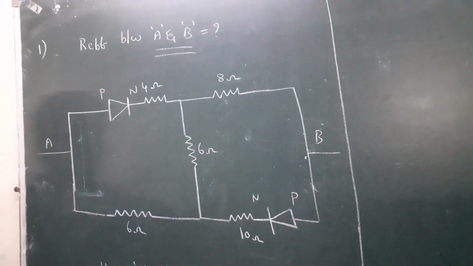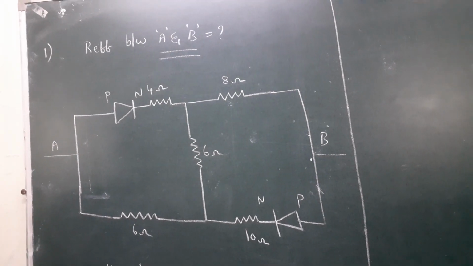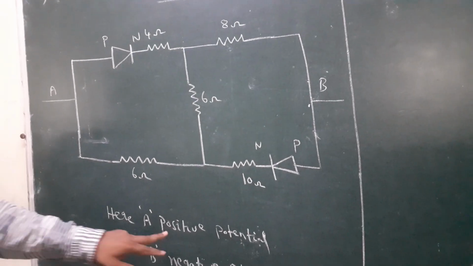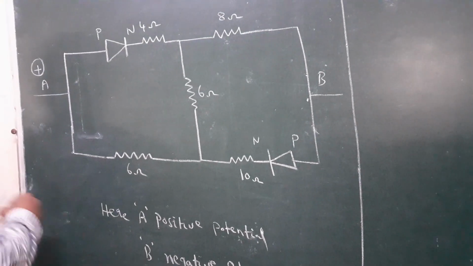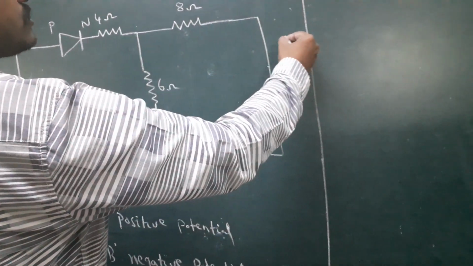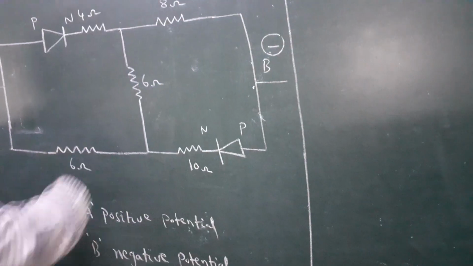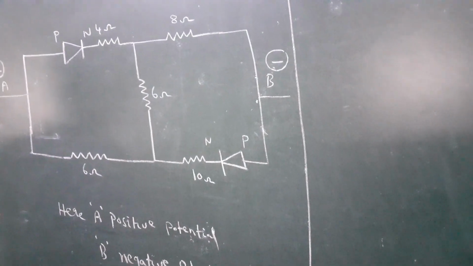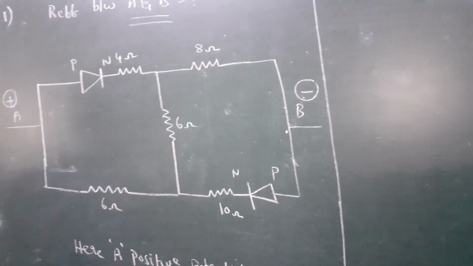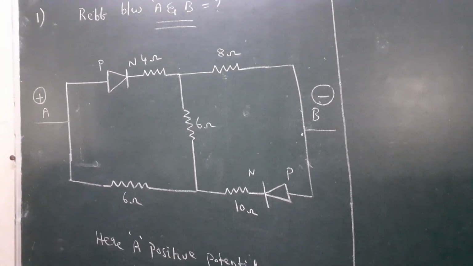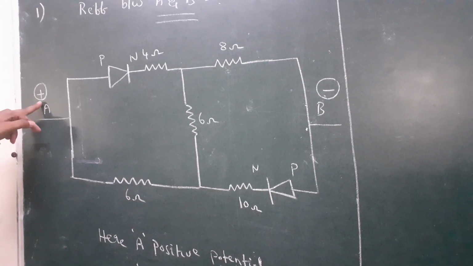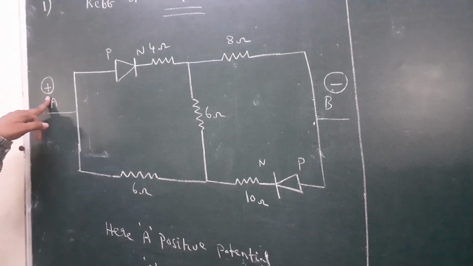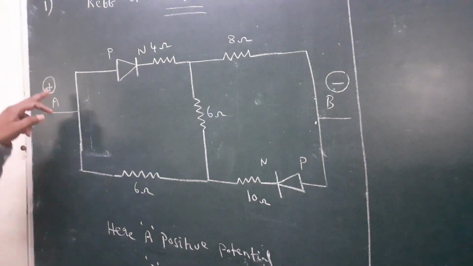Okay. Here, look here. The question is, A is a positive potential. A is connected to the positive terminal of the battery. Automatically, B is connected to the negative terminal of the battery. Look here. This is the positive terminal of the battery. That is the negative terminal of the battery.